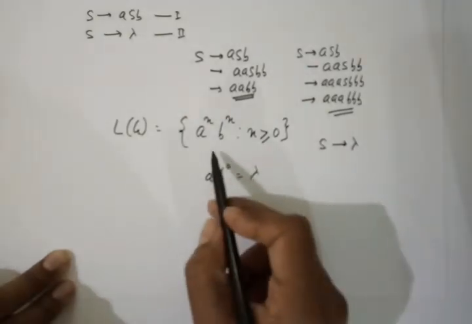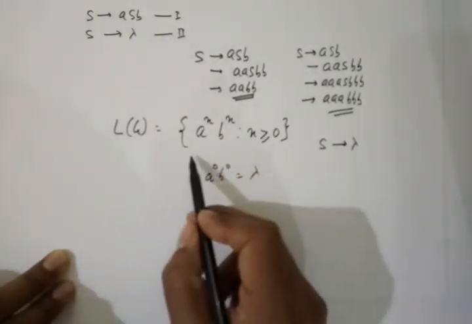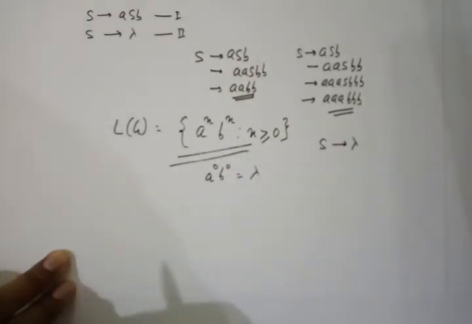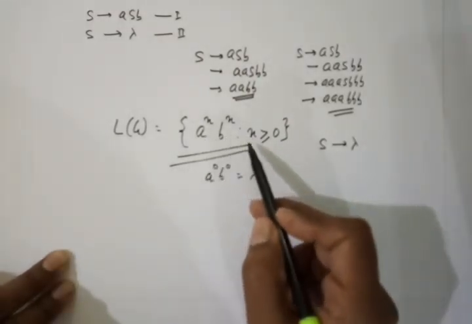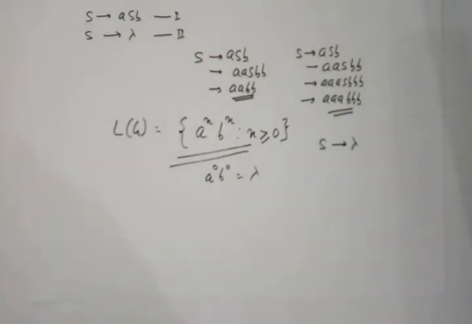So our grammar derives all strings which are in the form of a to the power n, b to the power n, such that n greater than or equal to 0. This is our first example for grammars.